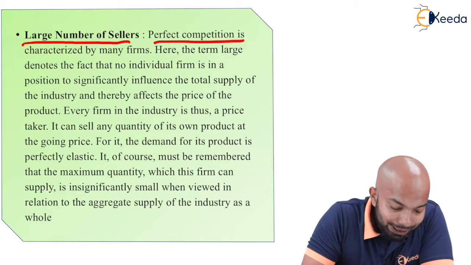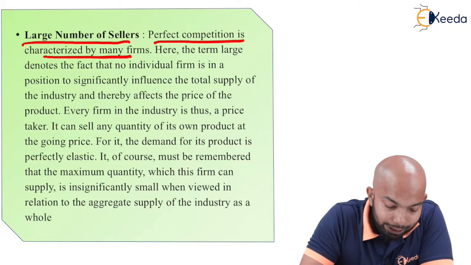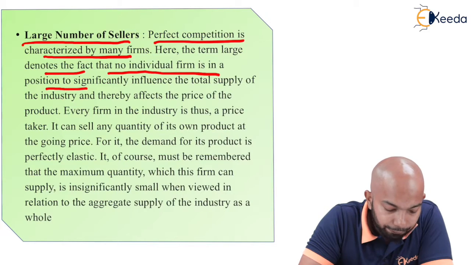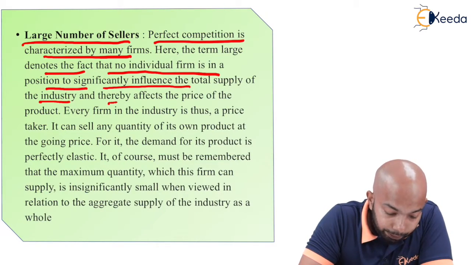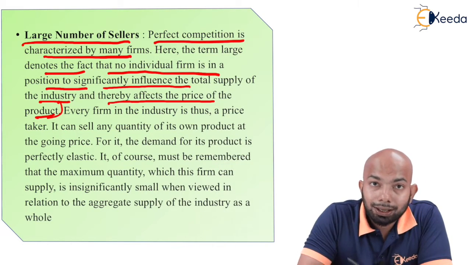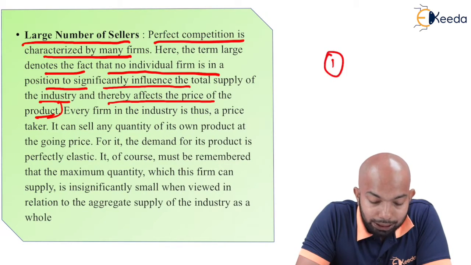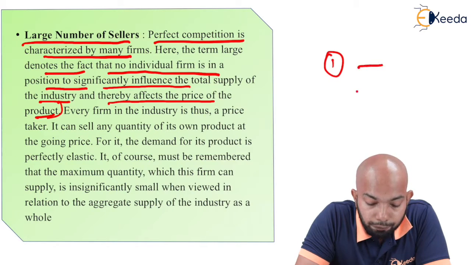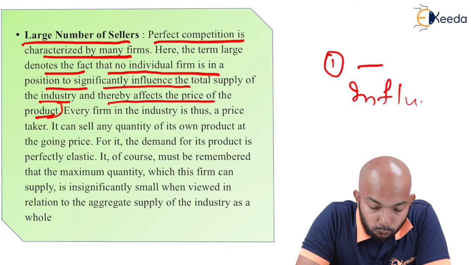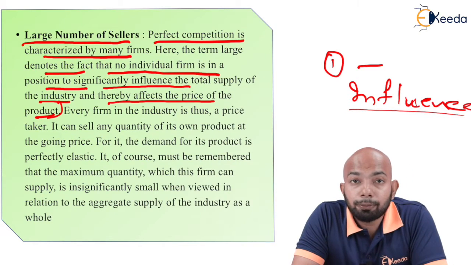Perfect competition is characterized by many firms. Here, the term large denotes the fact that no individual firm is in a position to significantly influence the total supply of the industry and thereby affect the price of the product. That means one single seller cannot influence the price. It has no power to influence the price of this specific product.